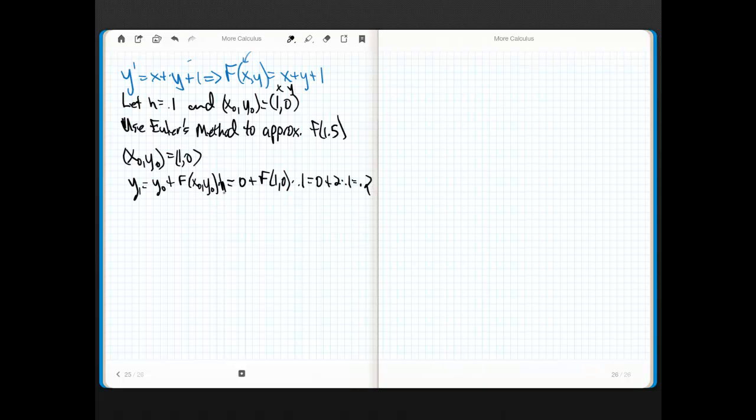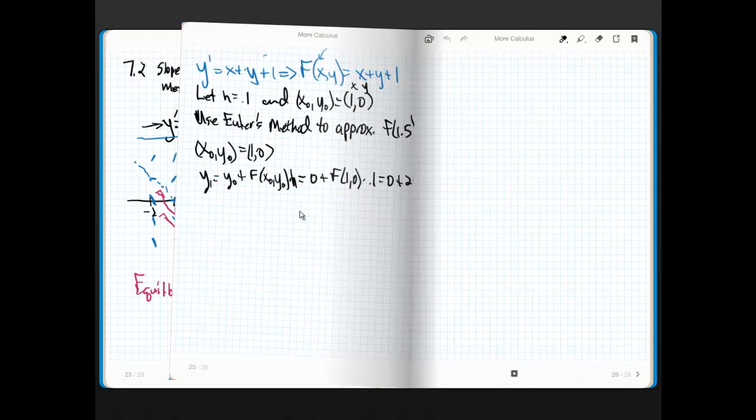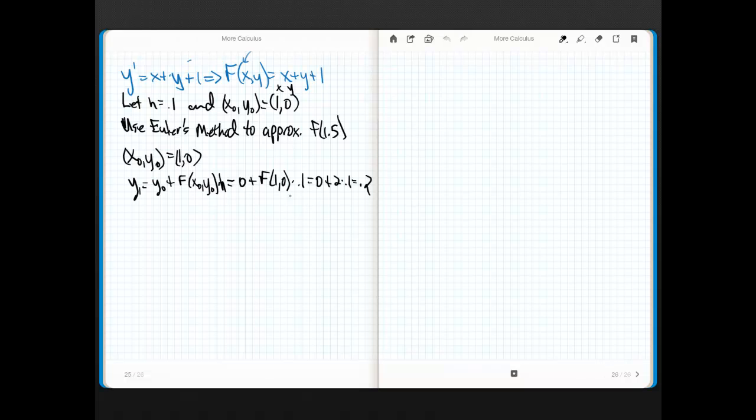This implies, now think about this, we just moved over 0.1 away from 1 comma 0. So let's go back here real quick. If I started at 1 comma 0 and I move over 0.1, what we're saying with this, and this is how I like to write this, is that x1 comma y1 is equal to 0.1 because of my h, right?